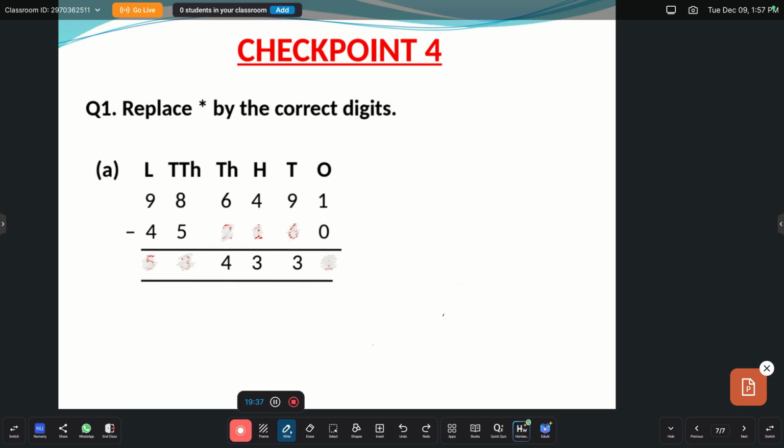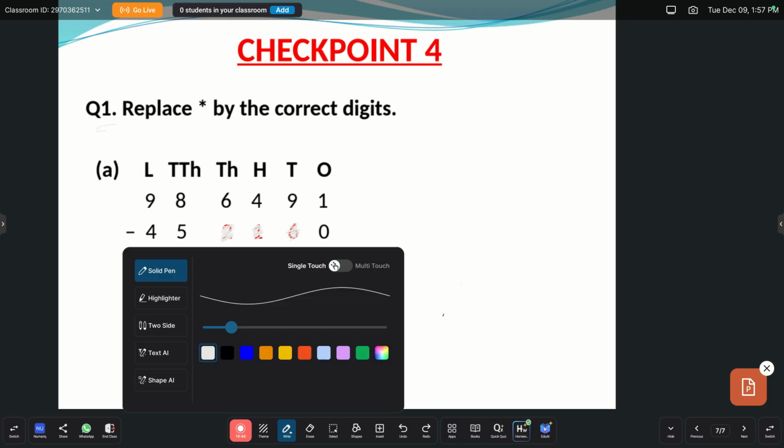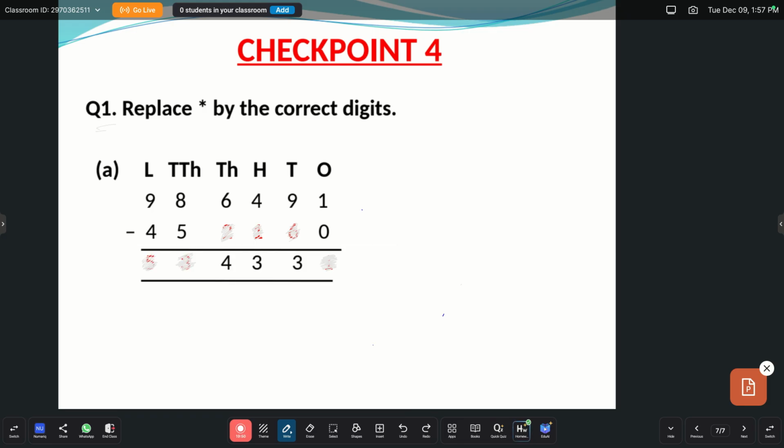Now, we will do our checkpoint 4. We completed our checkpoint 3. Now we will do our checkpoint 4. The first question of this checkpoint is to replace this star mark by the correct digits. If we look at this question, here we are being given the numbers. But in these numbers, in the minuend, in the subtrahend, and in the difference, some digits are missing.